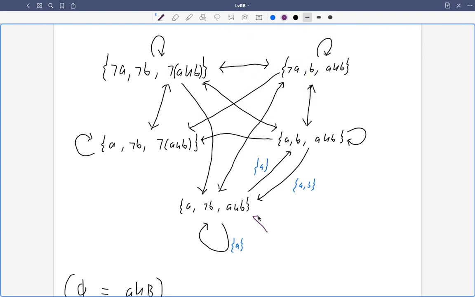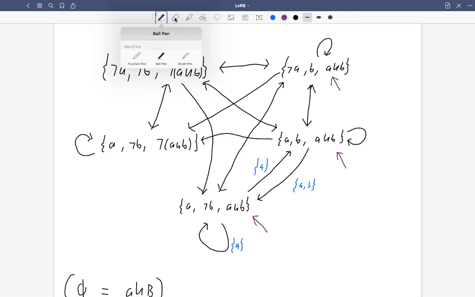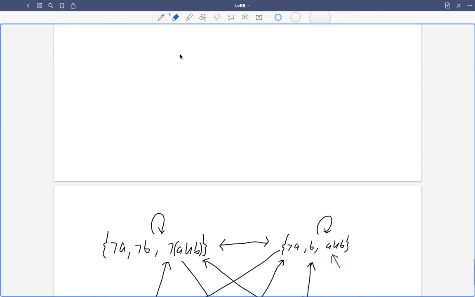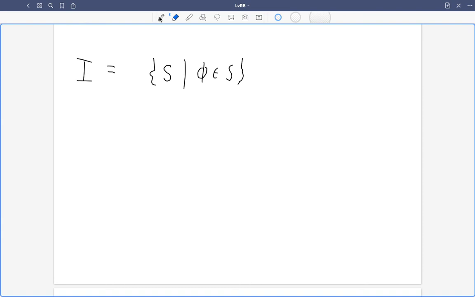So let's have purple arrows in for the start states. The start states, you just have an arrow coming in. And we need the final states. But this is a generalized non-deterministic Büchi automaton.